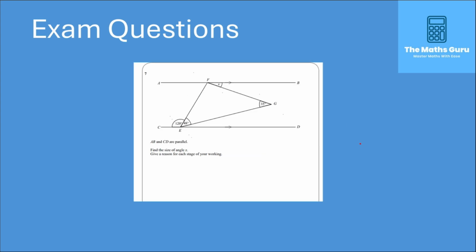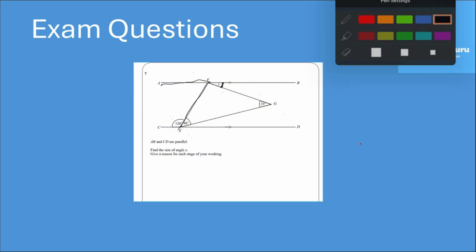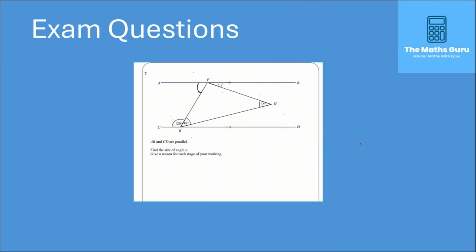Alright, moving on to the next question. We are told that AB and CD are parallel lines. Find the size of angle X, which is here. So the way we can do this is we can see that angle AFE is going to be equal to 60 degrees.